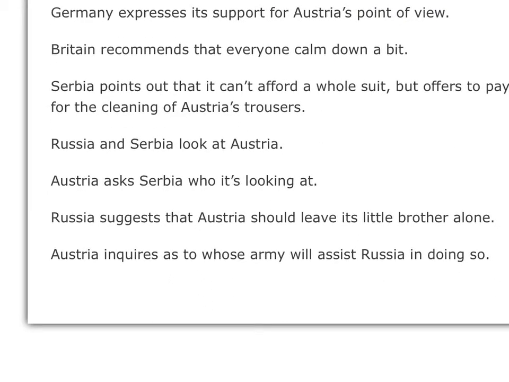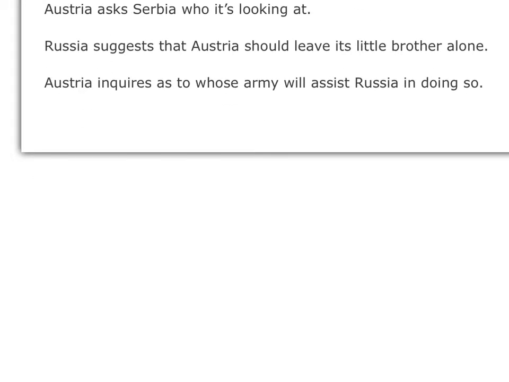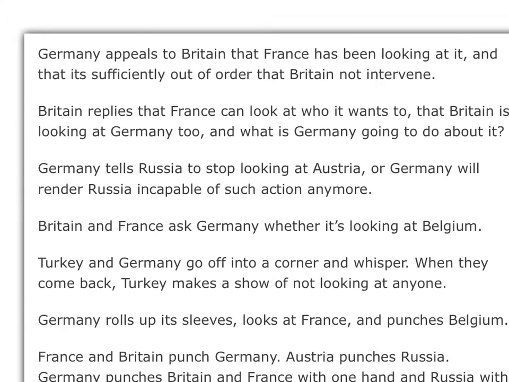Austria asks Serbia who it's looking at. Russia suggests that Austria should leave its little brother alone. Austria inquires as to whose army will assist Russia in doing so. Germany appeals to Britain that France has been looking at it and that it's sufficiently out of order that Britain not intervene. Britain replies that France can look at who it wants to and that Britain is looking at Germany too, and what is Germany going to do about it?